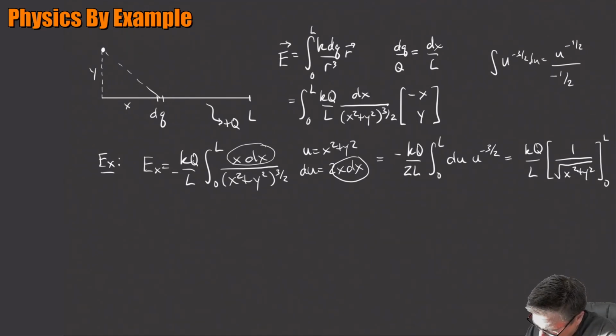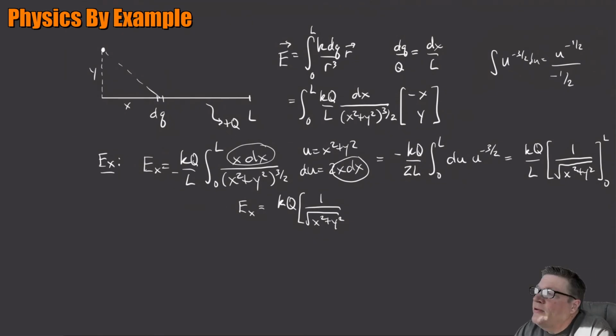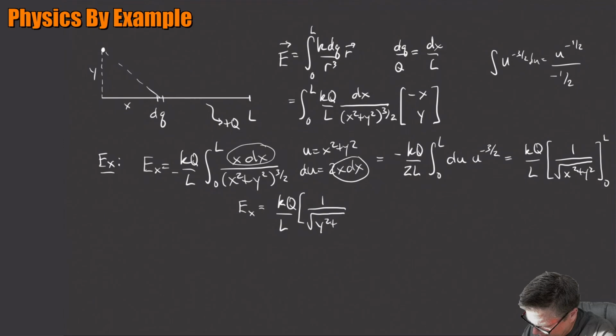Okay, so E_x, the electric field in the x direction. Let's see, if I plug in L, I just get, what, a 1 over x squared plus y squared. Oh, I'm sorry. The L goes in the bottom, doesn't it? Goodness sakes. So kq over L, and this is 1 over the square root of y squared plus L squared.